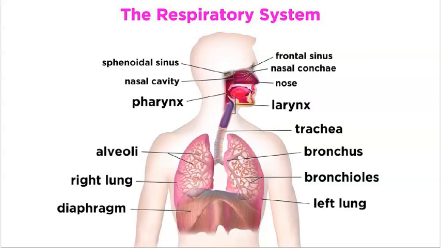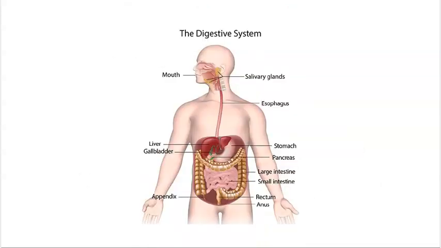This is an overview of the respiratory system. It starts at the nose and it goes all the way down to the lungs, and then the big muscle below your lungs called the diaphragm that makes you breathe. This is an overview of the digestive system. It starts at the mouth and goes all the way through the digestive tract.